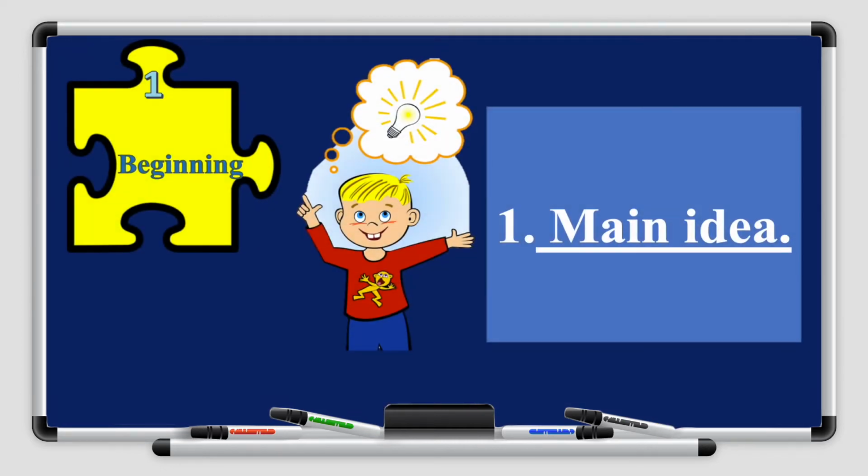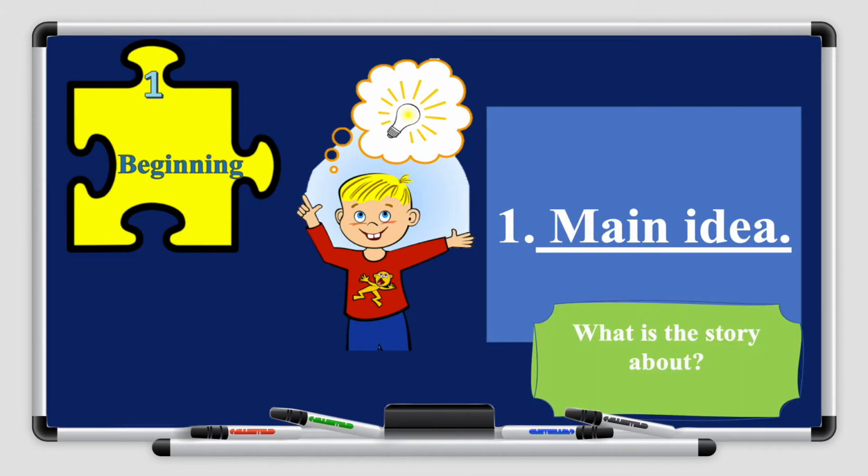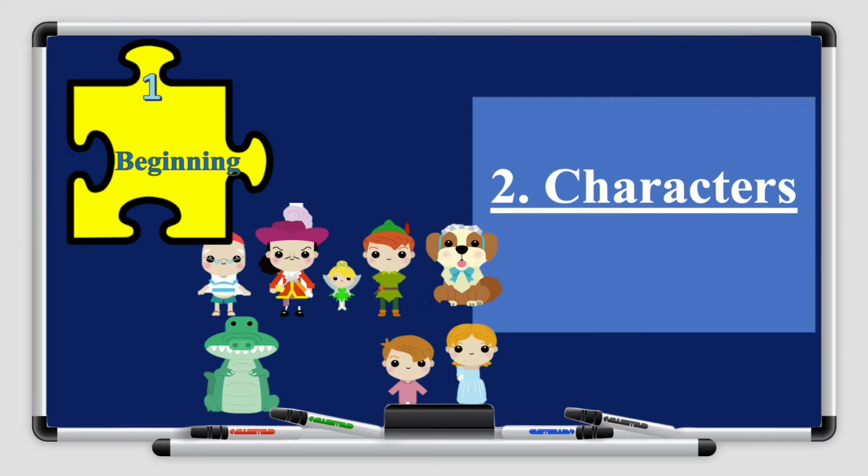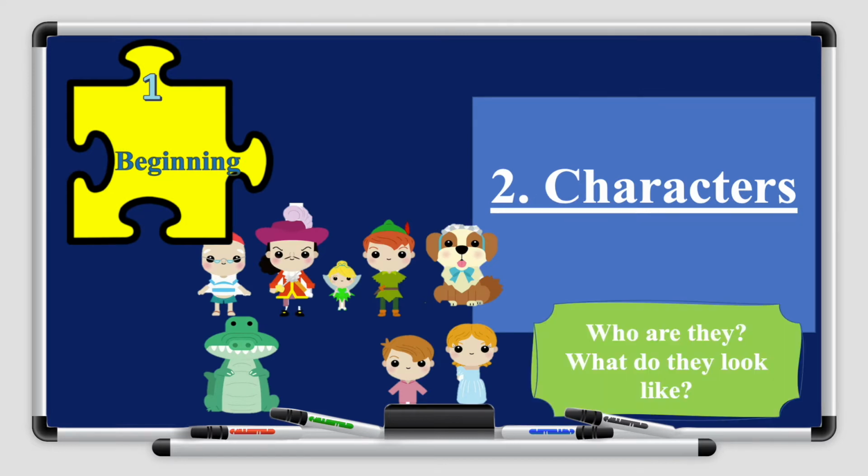So, in the beginning, there are 3 things that you need to remember. In the beginning of a story, you need to have a main idea of the story. So it tells us what the story is about. The second thing is the characters. You need to know the characters. Introduce them to the reader.